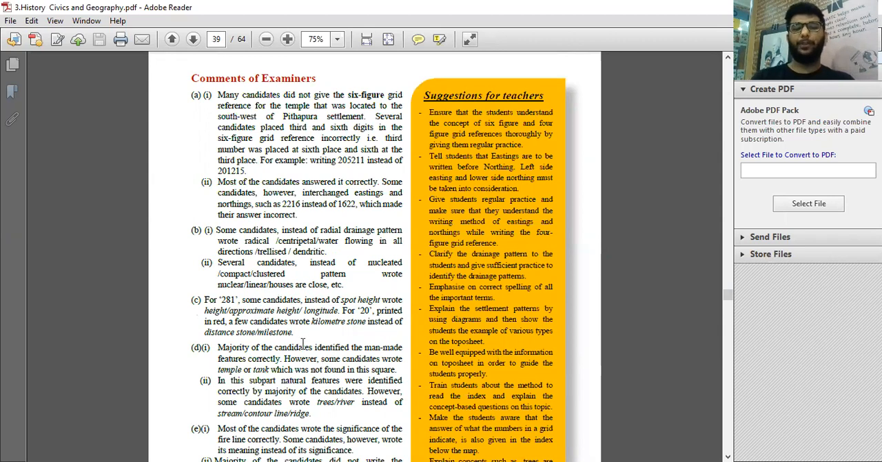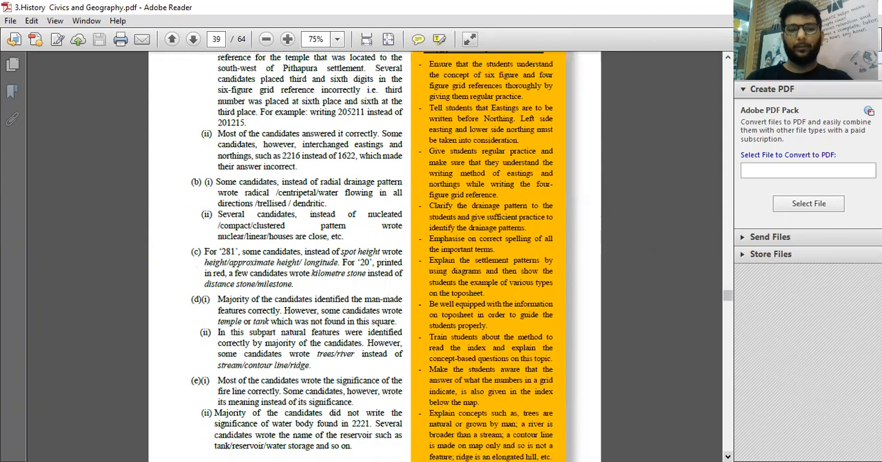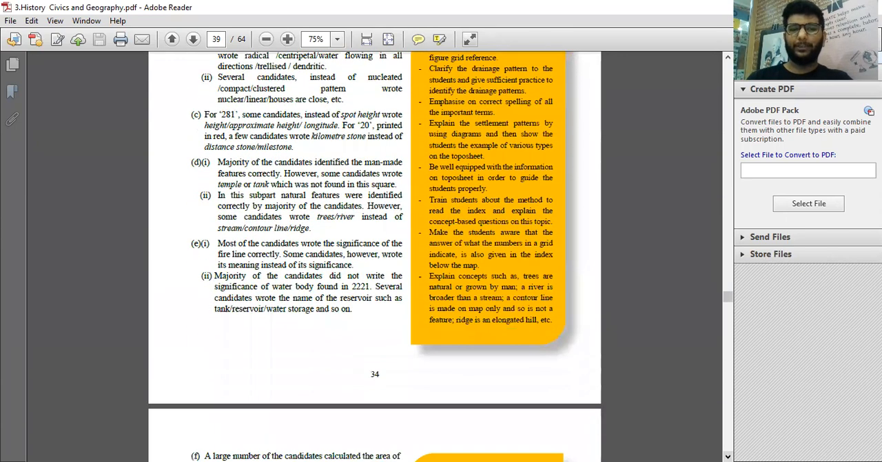Similarly, for 20, which is printed in red, instead of distance to the milestone, a lot of people have written kilometers. They've not specified that. So it should be considered as distance stone. It is mentioning how much distance will be left. It can be any unit, it can be kilometers, it can be miles, it can be anything until they haven't mentioned that, right? Moreover, of course, when it comes to temples, identification of symbols is not that a problem. You can easily do that.